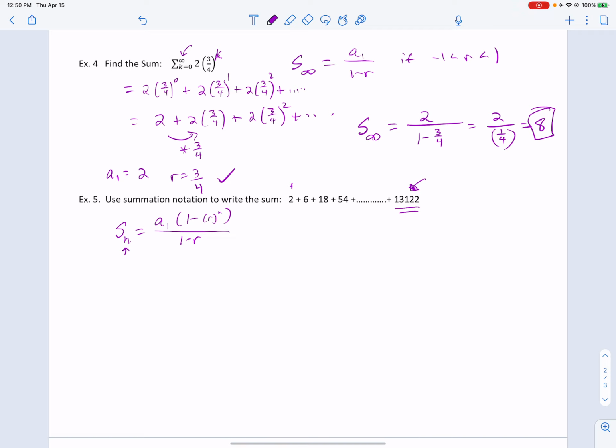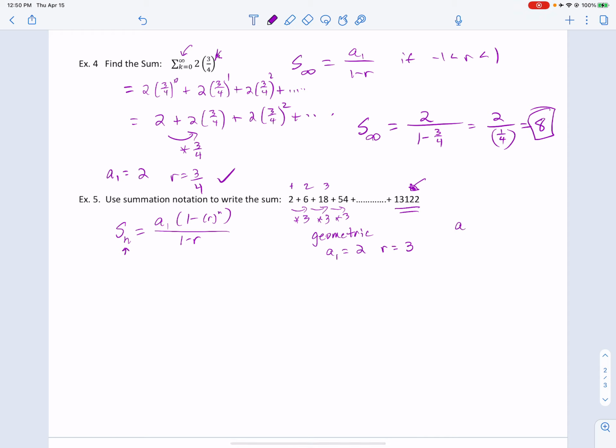This is my first term, this is my second term, this is my third term, and I'm noticing that if I take 2 times 3, I get 6. If I take 6 times 3, I get 18. If I take 18 times 3, I'm getting 54. So this is a geometric series because we're adding up the terms. And it's geometric where a sub 1 is 2 and that common ratio is 3. So identify that. But I need to know what term number is 13,122.